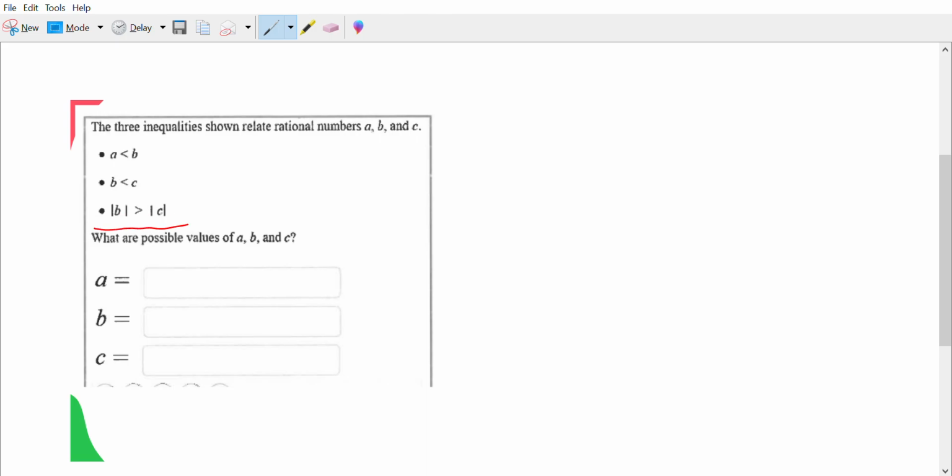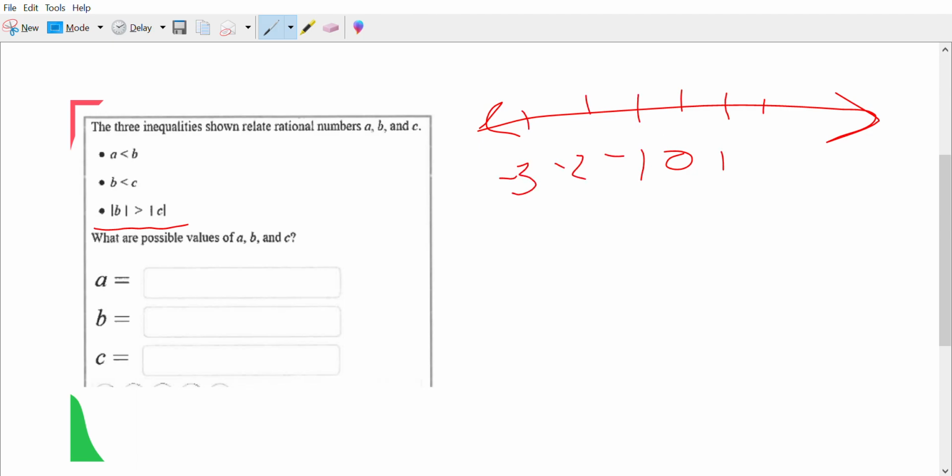The absolute value of B is greater than the absolute value of C. So that means the distance from 0 of B has to be greater than C, but B is less than C. So if you think about on a number line, if we have 0 here, we have our negatives and our positives, right? So if we want to say that A is less than B, if A is less than all of these numbers, I would start A out as far left as we can.